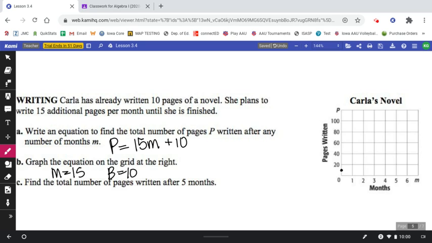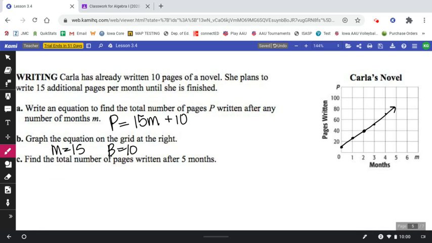So I'm going to start at 10 and go up 15 over 1, which would give me 25, which is about right there. Up 15 over 1. Find the total number of pages written after 5 months. So what I'm going to do is take my equation and substitute 5 in for m. 15 times 5 plus 10 in my calculator is 85 pages.